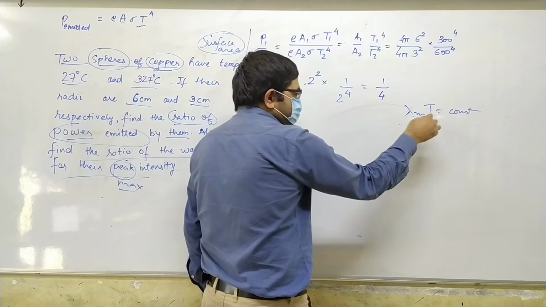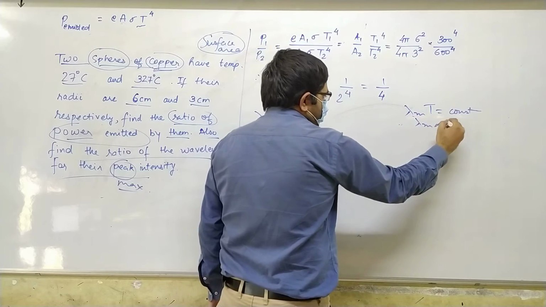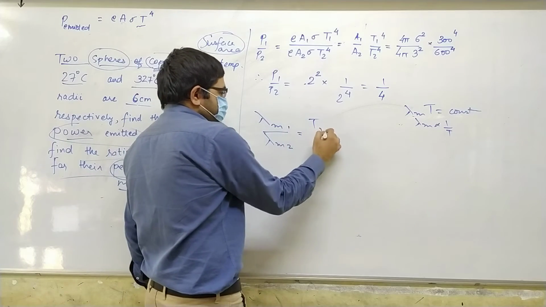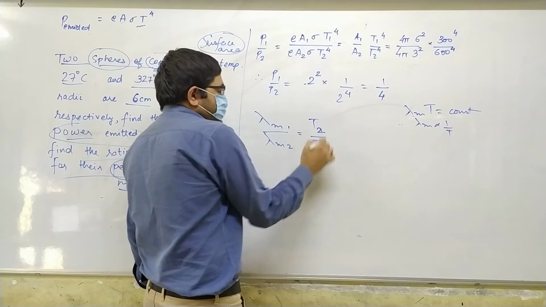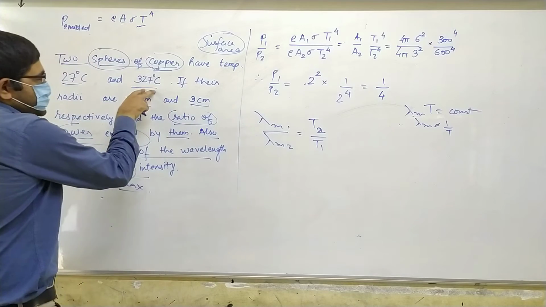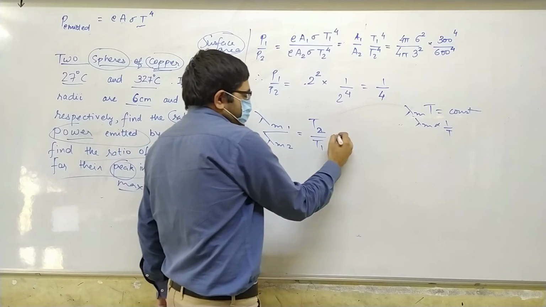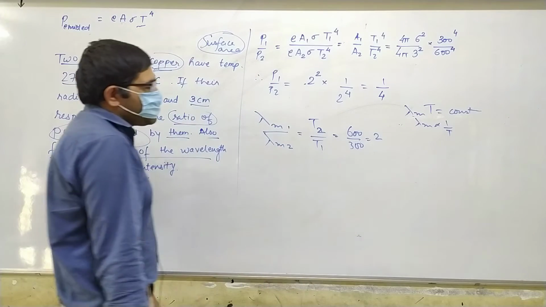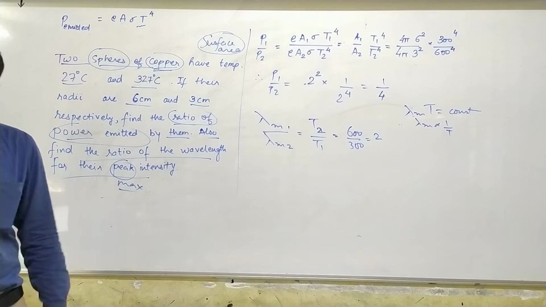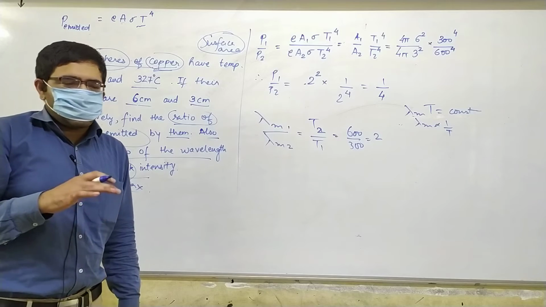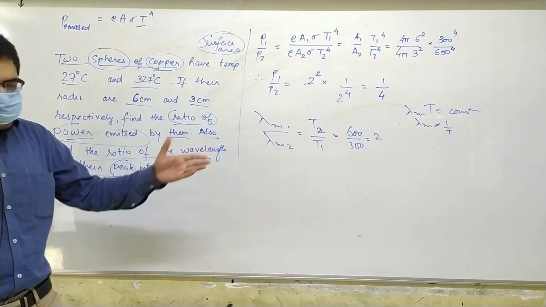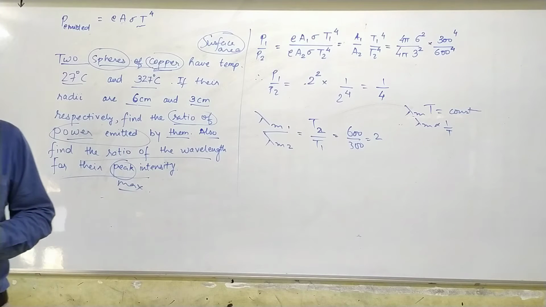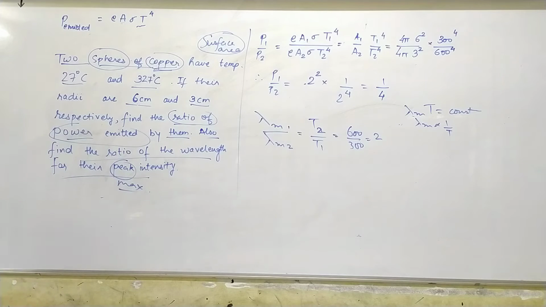Okay, so this is inversely proportional to temperature, right? This is inversely proportional to temperature, so we should just write T2 by T1. So T2 by T1, 600 by 300. So that's going to be 600 by 300, or 2. So the ratio of the wavelength for peak intensity is 2:1. Okay? So that's about this question. Right? Now let's go on with the next one.